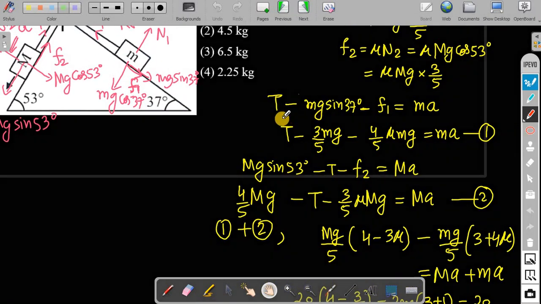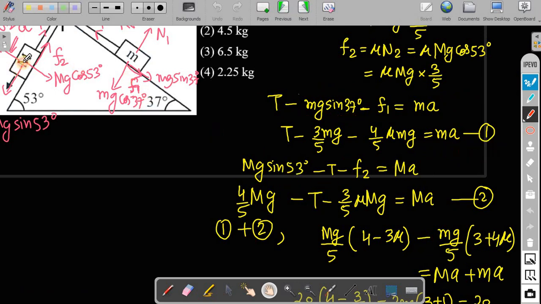So for the small one, you write, if you see here, it is going upward. So tension minus friction and mg sin theta, both are opposite of tension. So tension minus these two forces you have to subtract is mass into acceleration. Simplify, put the values, right? Sin 37 degree, you simplify this.